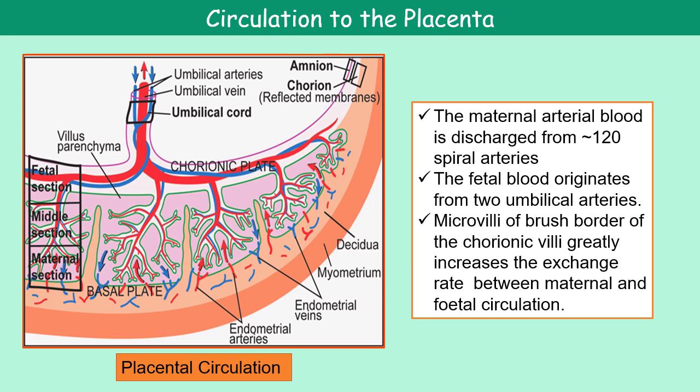Maternal spiral arteries undergo remodeling to produce low resistance and high blood flow conditions in order to meet the demands of the developing fetus. Cytotrophoblast cells invade the maternal spiral arteries and replace maternal endothelium. They undergo an epithelial to endothelial differentiation. This increases the diameter and reduces the resistance of the vessels. The maternal arterial blood is discharged from approximately 120 spiral arteries.